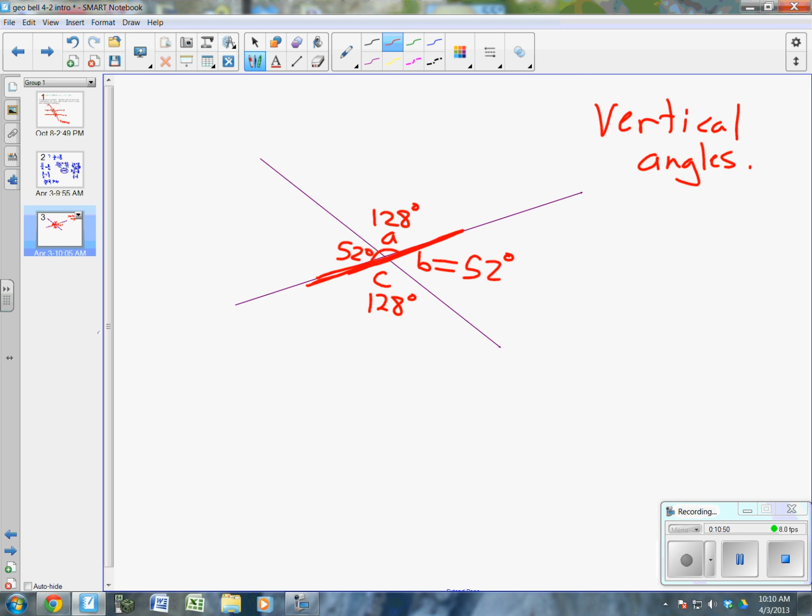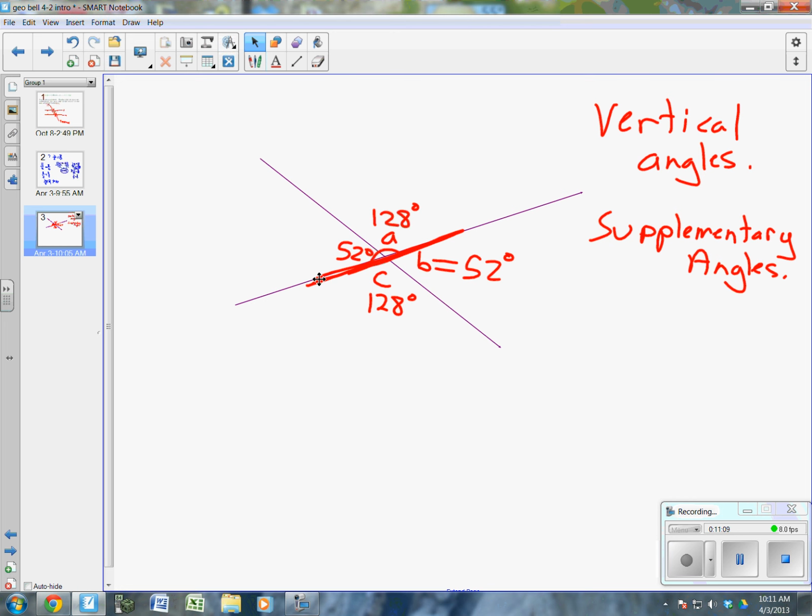Okay, you guys, we call two angles that add up to 180 degrees supplementary angles. Two angles that add up to 180, we call supplementary angles. Now, I'm going to hand you guys out this worksheet, and we're going to fill out the vocabulary on it.